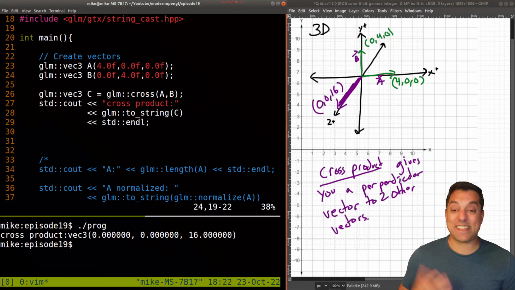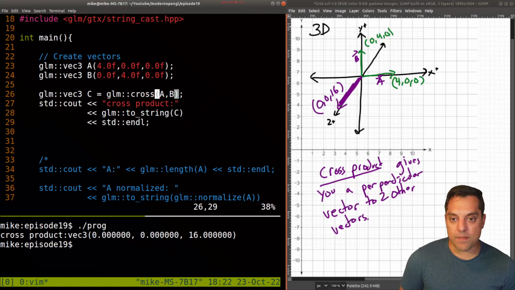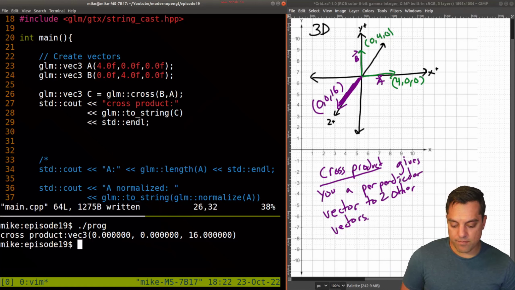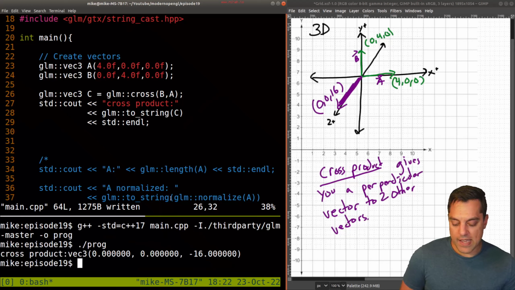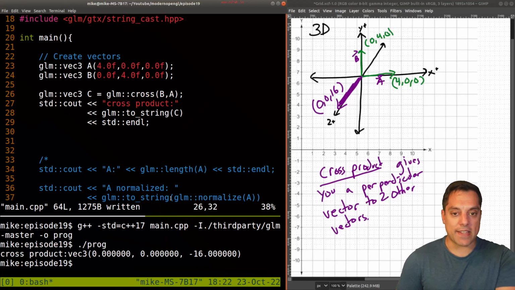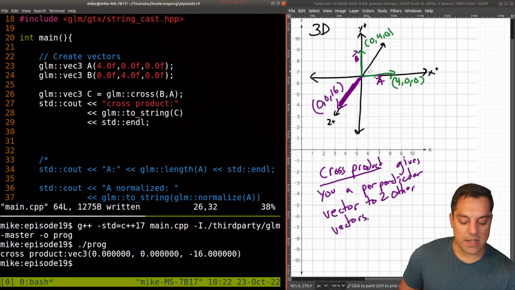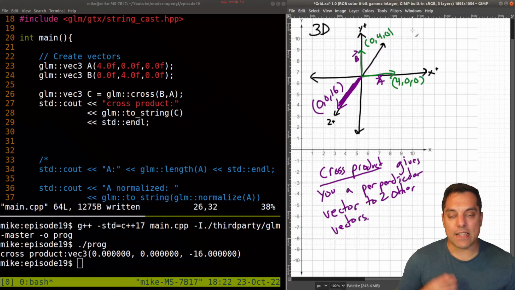So let's see it again in code. I'm going to flip these and give B and A, compile this, and run it. You'll see now that our cross product has reversed direction. When I did B cross A, it's now going outwards in our Z negative direction. So the order does matter for our cross product. Now, cross product has some other interesting features of what it's actually doing.